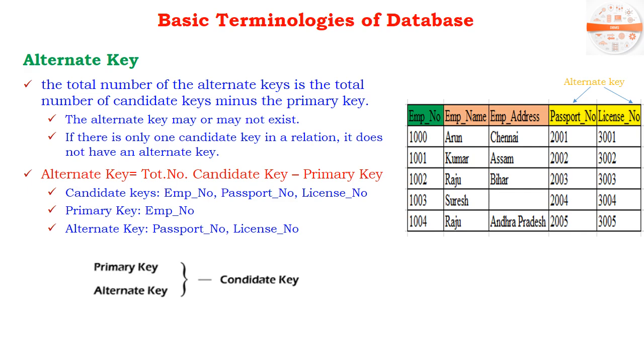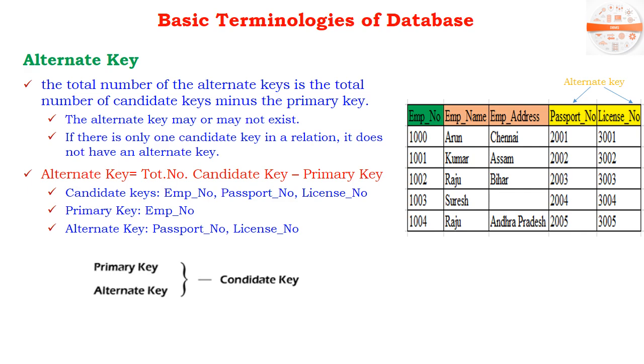So in this table, what are the candidate keys? Employee number, passport number, license number. Those columns only have unique values, right? So here, among them we are going to select only one as the primary key. So what is the primary key here? Employee number. So what is the formula? Total number of candidate keys minus primary key. So what is the remaining key? Passport number and license number. It is the alternate key.